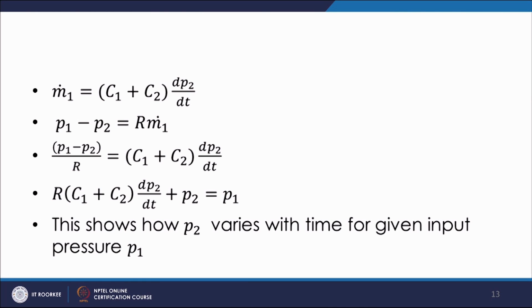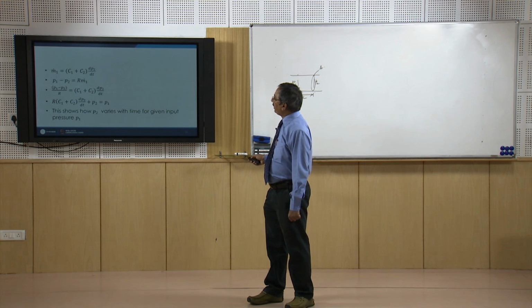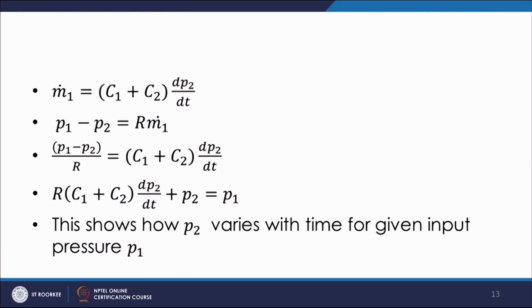So, how do we combine? I substitute for m1 dot from this equation into this one. If I do that, what I get is (P1 minus P2) by R is equal to (C1 plus C2) dP2 upon dt. Or I can write this as R(C1 plus C2) dP2 upon dt plus P2 is equal to P1.